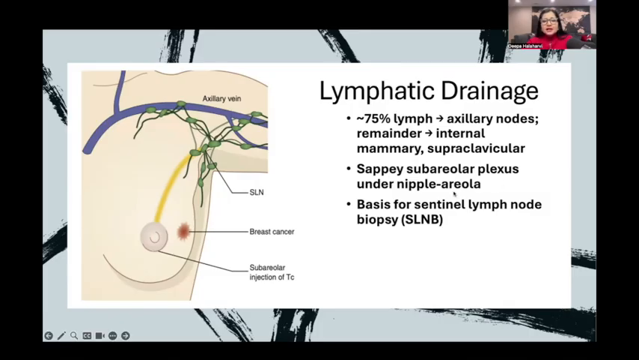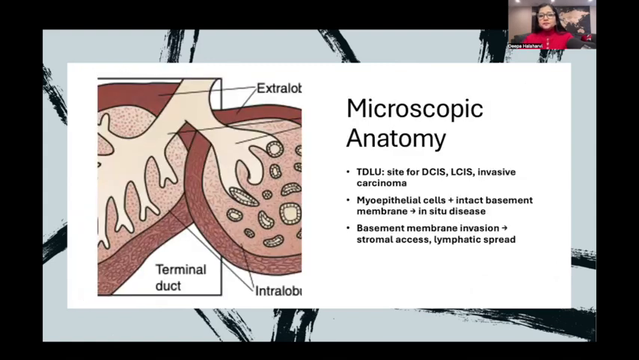Lymphatic drainage: 75% of the lymphatic fluid goes into the axilla. The remainder goes to the internal mammary and then supraclavicular lymph nodes. There's what's called Sappey's plexus, the subareolar plexus, right behind the areola. That's where we inject the blue dye and the radioactive tracer that follows these lymphatic channels into the lymph nodes. And regardless of where the tumor is, there has not been shown to be any difference in the flow of the blue dye and the radioactive tracer into the axilla, whether you inject behind the nipple where there's a very large amount of Sappey's plexus or right next to the tumor.